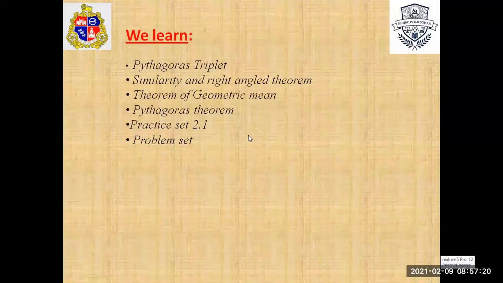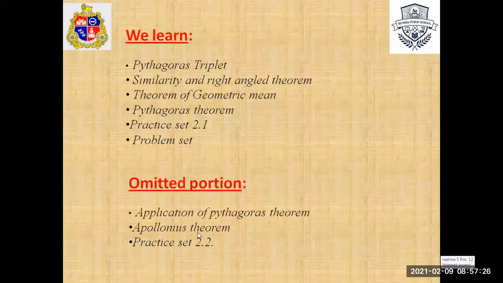In this academic year, a few portions are omitted from your syllabus. In this chapter, these two topics are totally omitted: application of Pythagoras theorem and Apollonius theorem. Practice set 2.2 is totally based on these two topics, so practice set 2.2 is totally omitted.